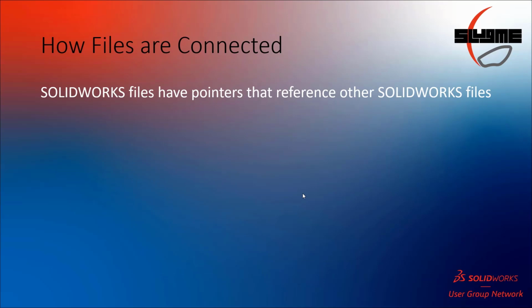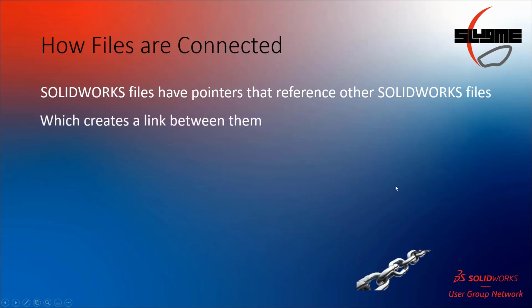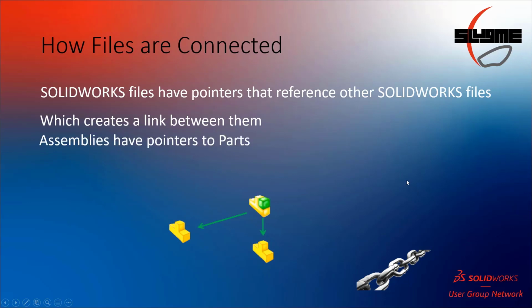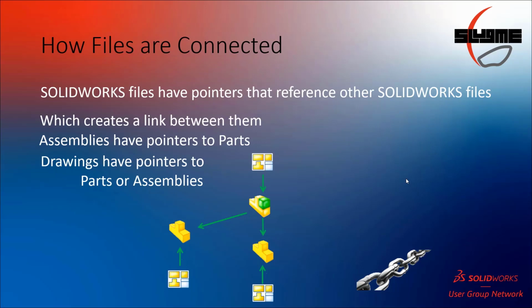SOLIDWORKS files have pointers that reference other SOLIDWORKS files. And this creates a link or a chain of a link between them. So we have two parts. We have an assembly. The assemblies have pointers to the parts. Drawings have pointers to the parts or the assembly.